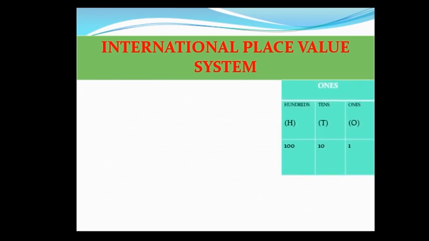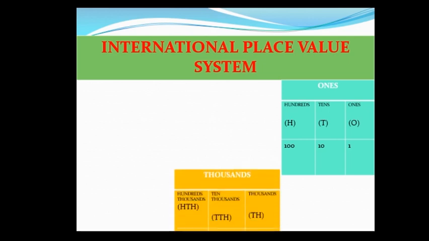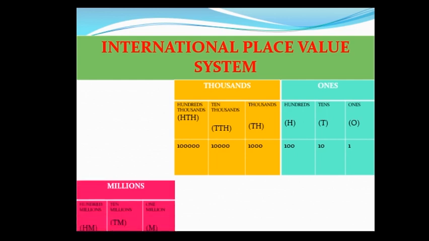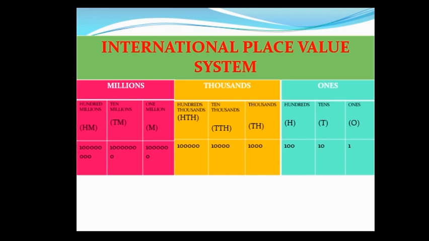Now the international place value system. There are also many periods. First period is the ones period. In the ones period there are 3 groups, that are ones, tens and hundreds. Now the second period is thousands. There are also 3 groups, thousands, ten thousands and hundred thousands. Now the third period is millions. There are also 3 groups, one millions, ten millions and hundred millions.